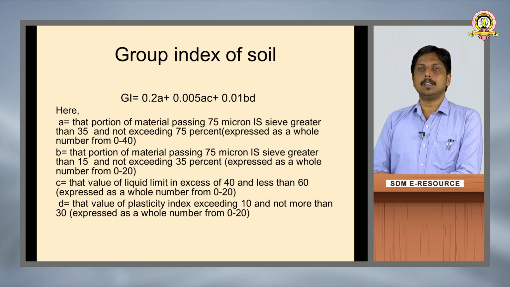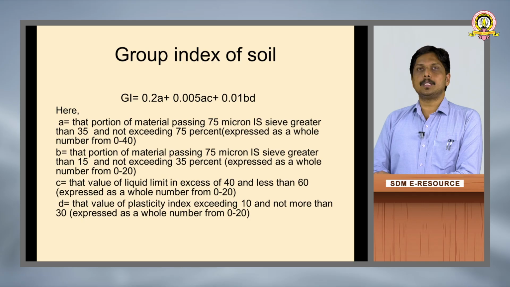Once again, the same thing: if the plasticity index is equal to 10, then the value of D will be equal to 0. If it is equal to 30, then the value of D will be equal to 20. And this is how we are calculating the group index, and this group index will help us in classifying the soil which falls under the same group.